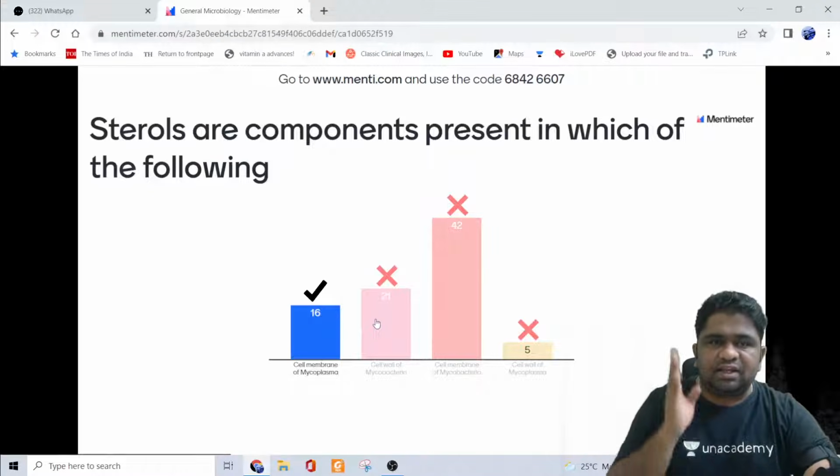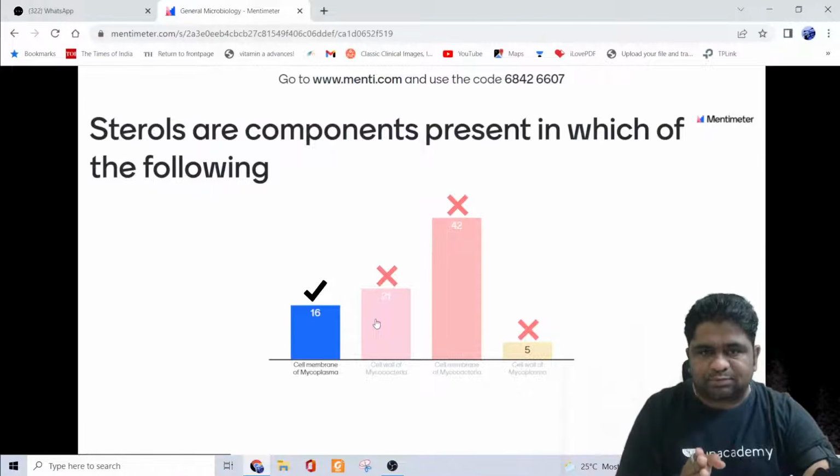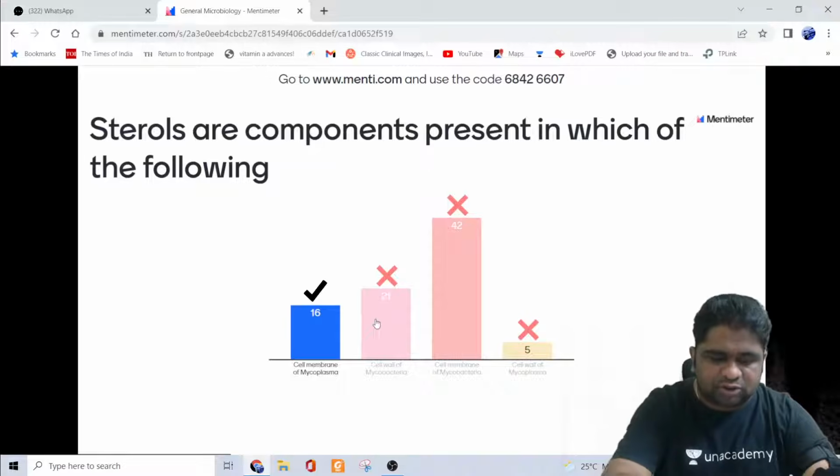Let me repeat once again. Sterols are present only in mycoplasma, and that sterol is called mycosterol.